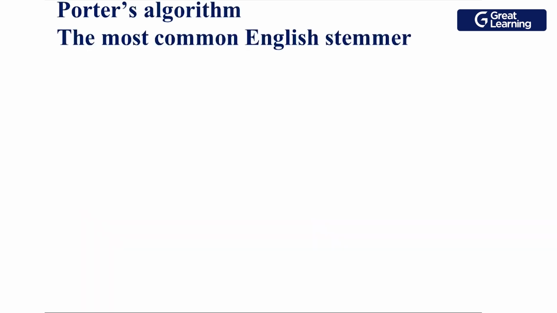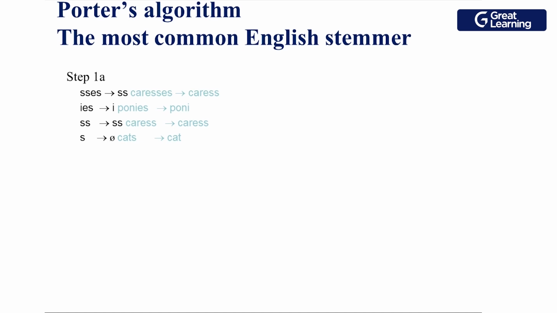So there's a guy called Porter, okay? He's a linguist, and what he did was come up with a set of rules to do these things. That algorithm is called Porter's algorithm or Porter's stemmer, a very popular stemming algorithm. In fact, the most popular stemmer for English. Okay? So what it does is come up with rules of this form. It applies those rules one by one. So caresses will become caress, cats will become cat, and so on.